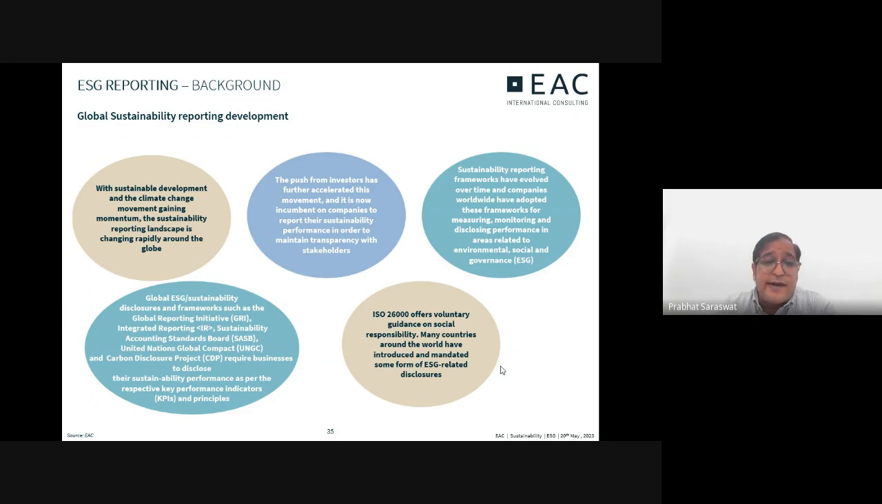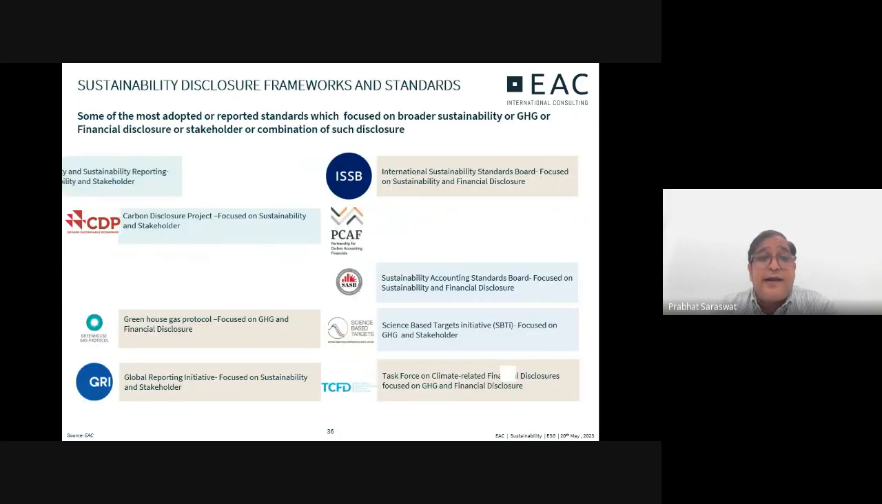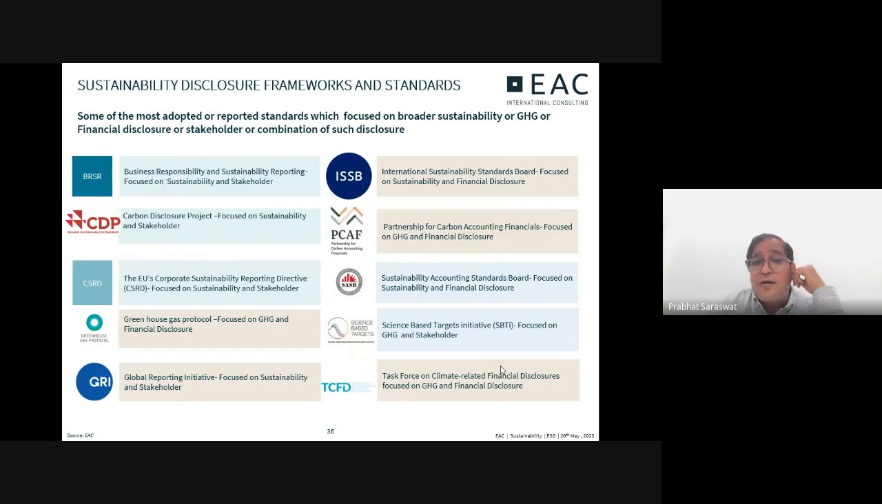I will not go into details, as we have already discussed in many guidelines. So these are the various frameworks or standards. Some of the most adopted or reported standards focus on broader sustainability or ESG or financial disclosures or stakeholders or a combination of such disclosures.